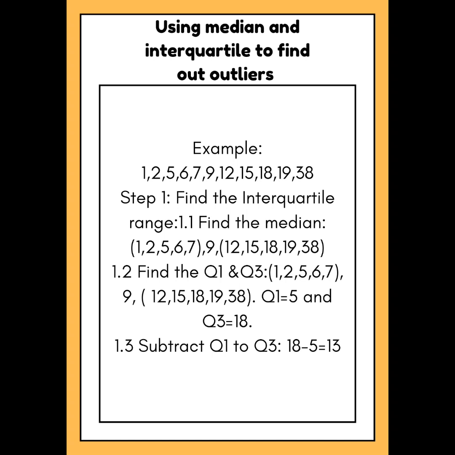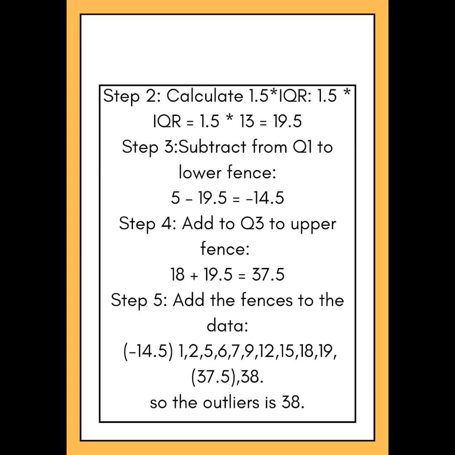On the first step, find the interquartile range. Next, find the median, but first and foremost, put the values inside parentheses. Step 1.2, find Q1 and Q3. Q1 is the median of the lower half, and Q3 is the median of the higher half. Step 1.3, subtract Q1 from Q3, then we get 13. Step 2, calculate 1.5 times the interquartile range: 1.5 times 13 equals 19.5.